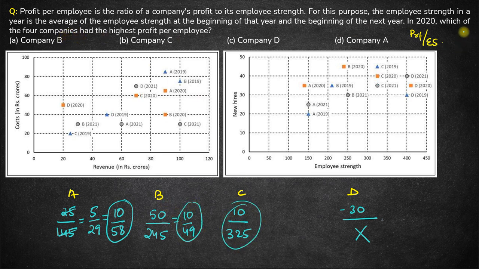And we want the highest profit per employee. Now the ratio will be highest, since the numerators are same for all these three ratios, when the denominator is least, right? So the ratio will be highest for company B. Option A is the right answer here. So that's it for the set. Thank you.